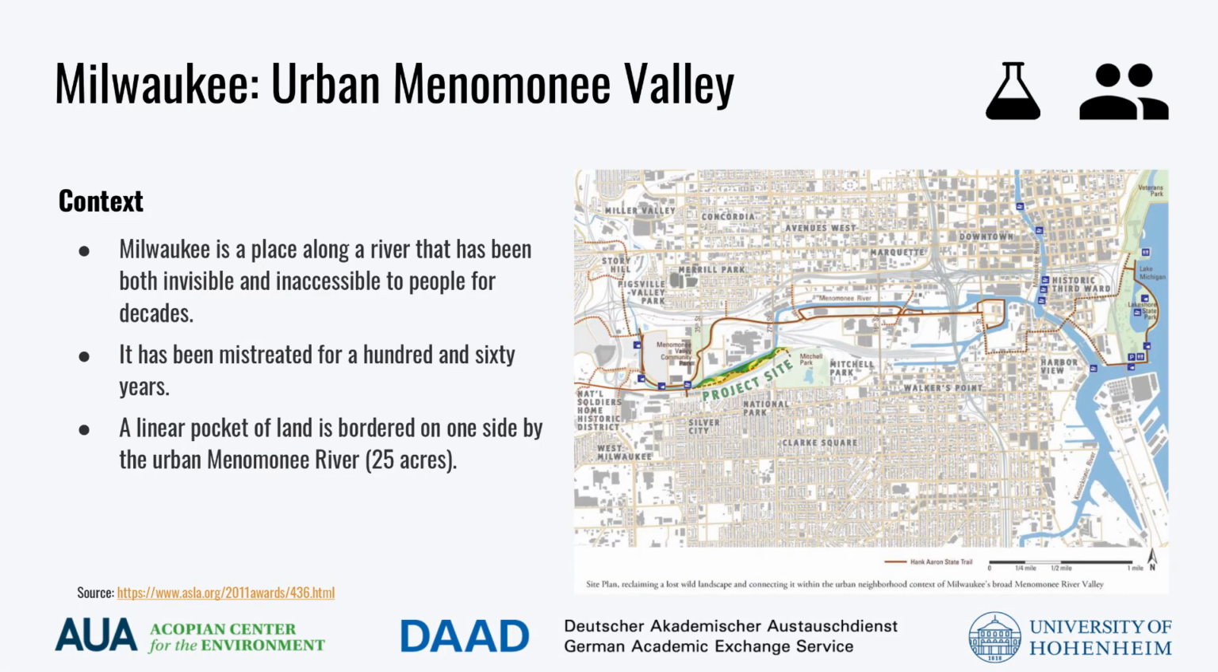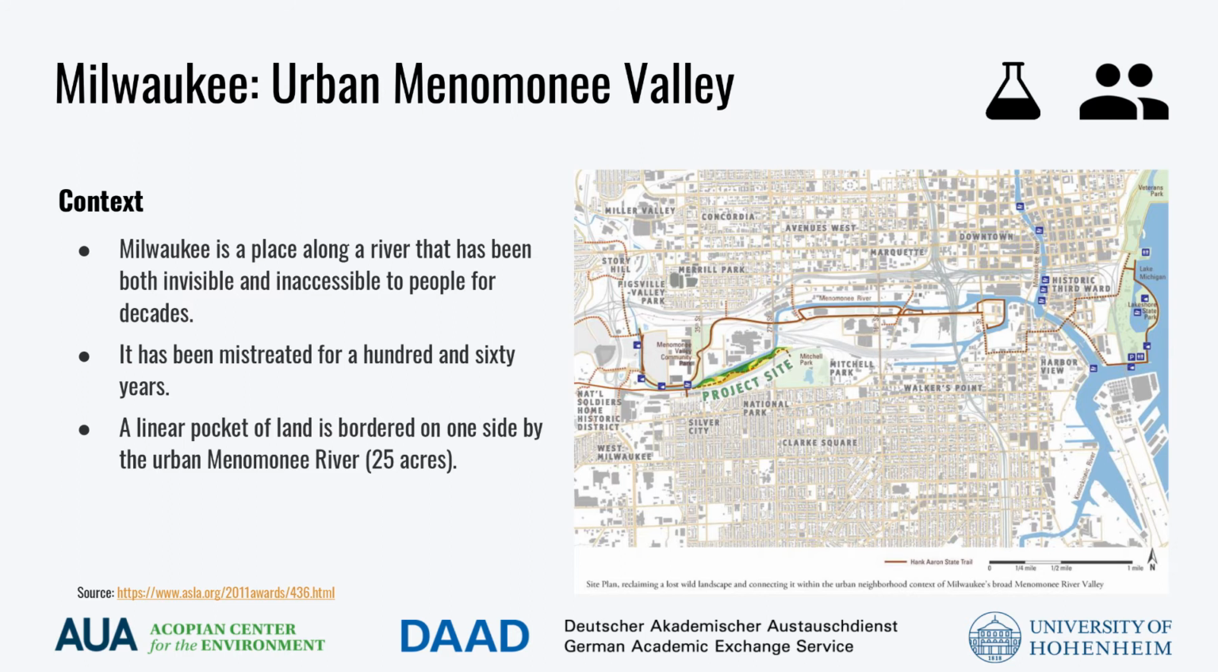The case of Milwaukee, a city in the U.S. state of Wisconsin, provides an interesting example of public involvement for the creation of a detailed restoration plan for the Menominee Valley. Menominee Valley is a place along a river that was both invisible and inaccessible for people for decades. From the perspective of the river and wildlife, it was also a place that was mistreated for 160 years.